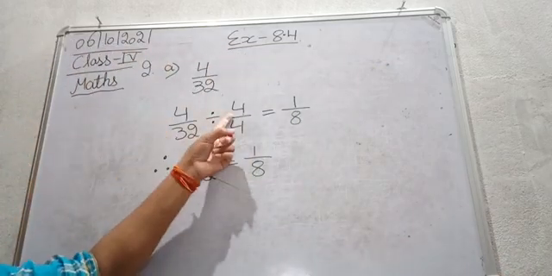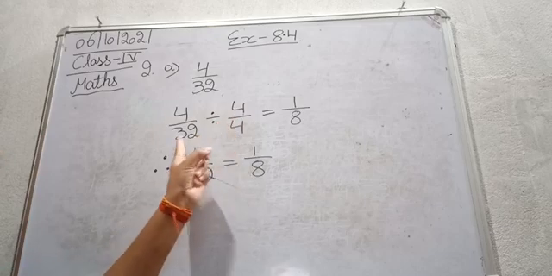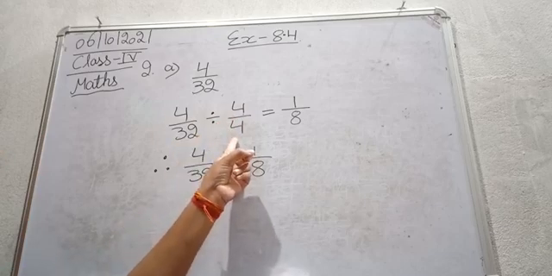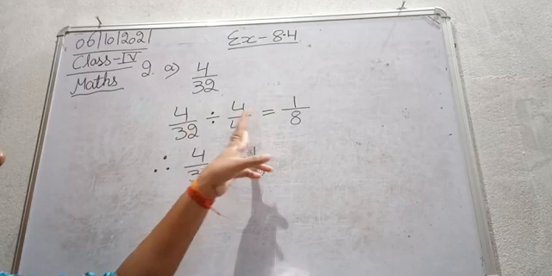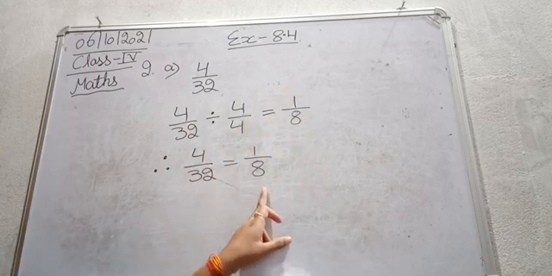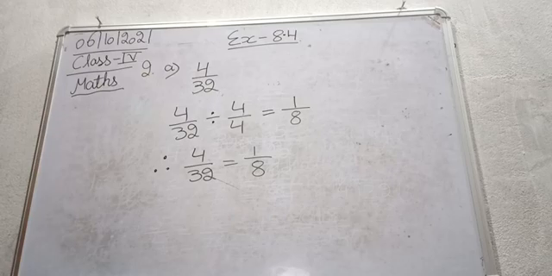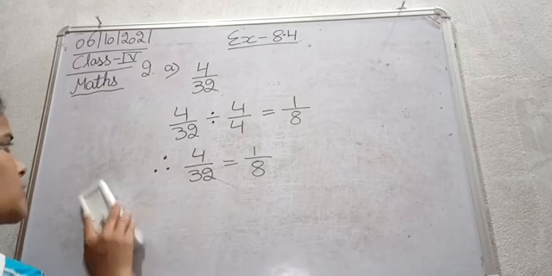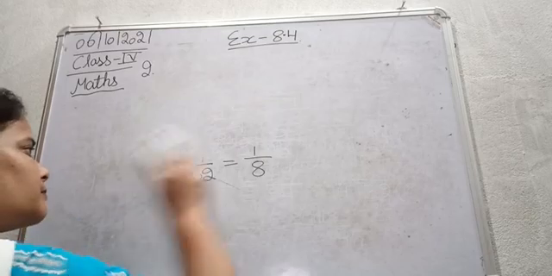So 4 is completely divisible by 4. 32 is also completely divisible by 4. So that's why we have divided with 4 and we got 1 upon 8. Therefore 4 upon 32 is equal to 1 upon 8. Done? So this is the solution of the A part. Just note it down in your notebooks. Chalein, moving next to this B part.